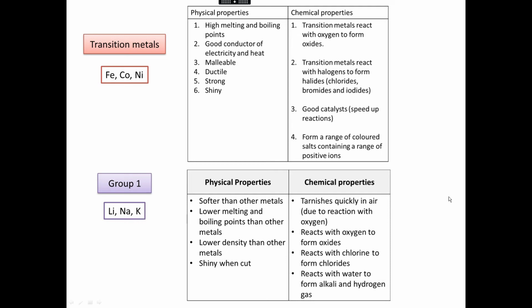They lose that electron to form a 1 plus ion, whereas transition metals can lose a varied number of electrons from their outer shell, so they form a varied range of positive ions.